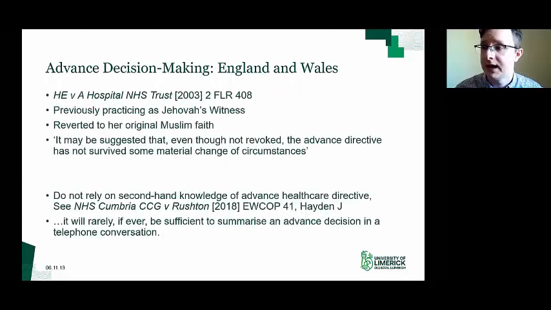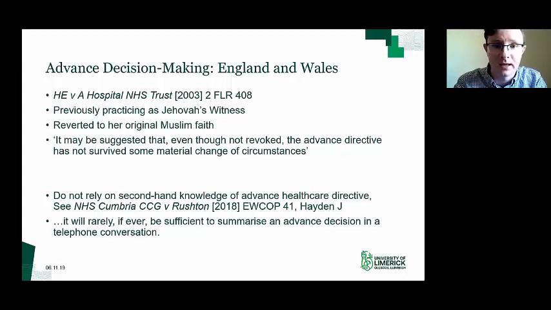Two other cases to briefly mention, HE and the case of Cumbria. On the next slide, the case of HE. The issue here is that if an individual has an advanced healthcare directive, it is advisable to pay close attention to whether there has been a material change in circumstances which would suggest that the advanced healthcare directive should no longer apply, even if the individual has not maybe actively taken steps to withdraw it. So for instance, in HE, the individual had drafted an advanced healthcare directive while she was practicing as a Jehovah's Witness. She reverted to her original Muslim faith, had not taken steps to withdraw the advanced healthcare directive, but the opinion of the court here was that that change of religion was sufficient, that even though she hadn't perhaps officially revoked the advanced directive, it hadn't survived some material change in the circumstances.